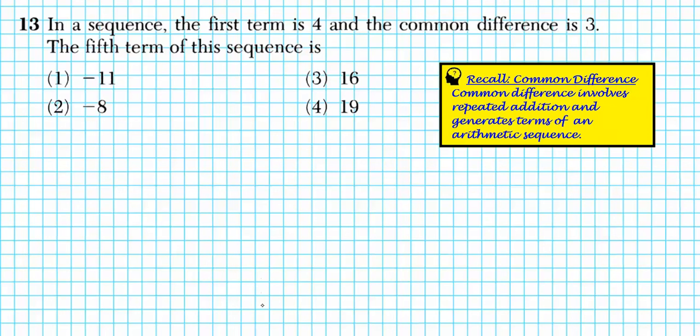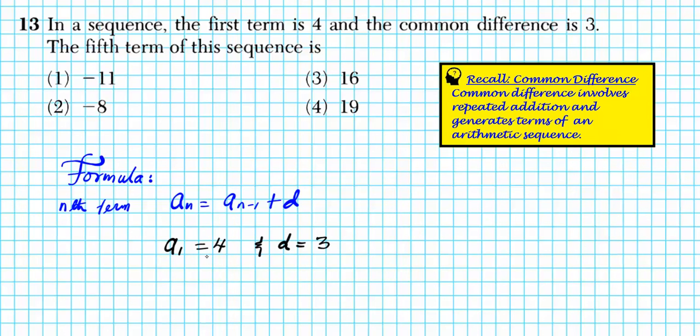All right, so let's write out the formula that can be used to generate the terms of an arithmetic sequence given the first term and common difference. So the nth term is basically given by a_n equals the term before it, a_(n-1), plus the common difference. Okay, so let's apply that to this scenario. We have the first term, a1, is 4, and the common difference, d, is 3. We can use this to generate subsequent terms. So a2, the second term, is the term before it, a1, plus the common difference, 3. a1 is 4, 4 plus 3 is 7.